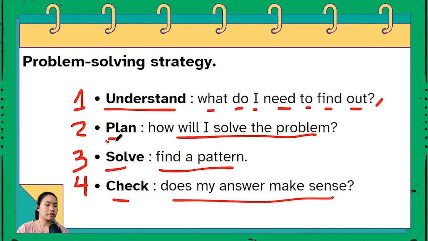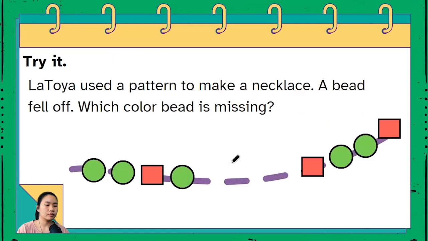Let's move on to step number 2, plan. How will I solve the problem? What do you think? How will you solve this problem? What are the methods? It is color pattern and marking the objects with numbers. Remember? 1, 2, 3. All right. So that is our pattern unit.